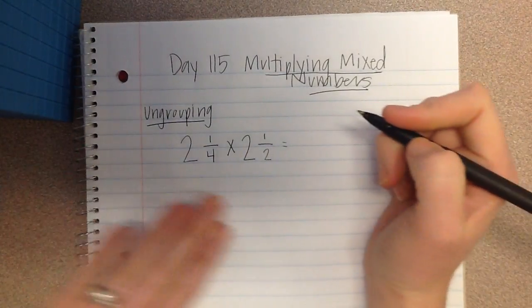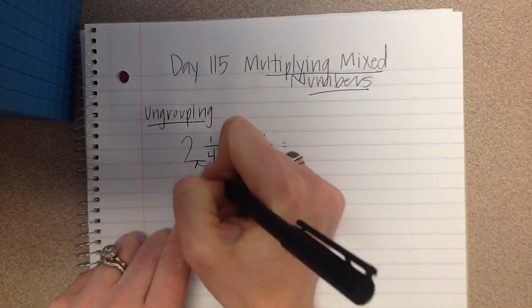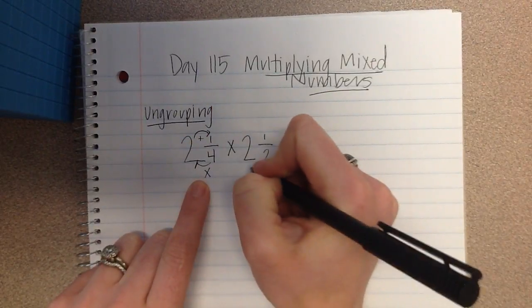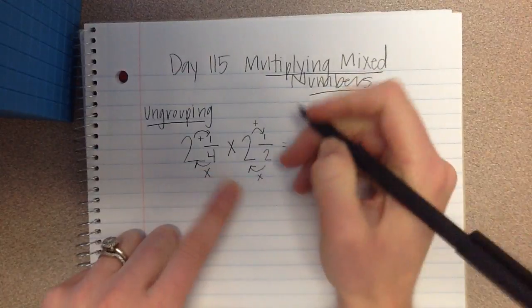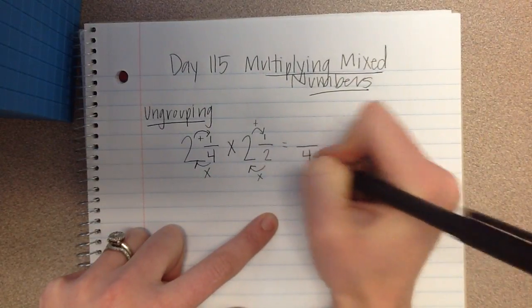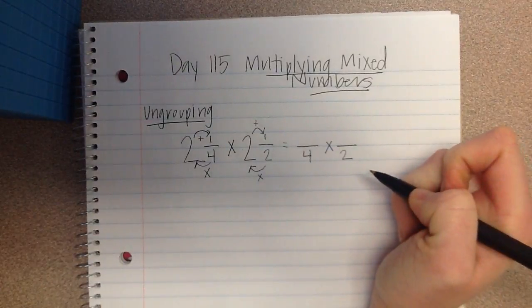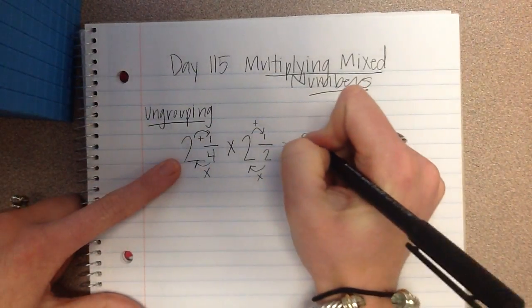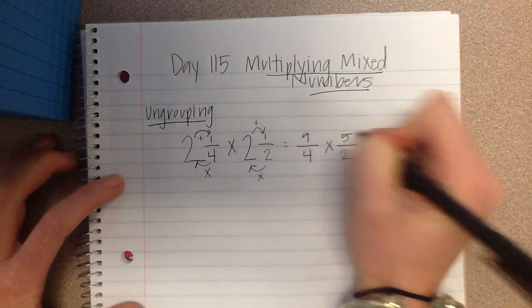Okay, so what I'm going to do is ungroup it, times and plus, times and plus. So I know my denominator is going to stay the same. Okay, that does not change. 4 times 2 equals 8 plus 1 equals 9. 2 times 2 equals 4 plus 1 equals 5.